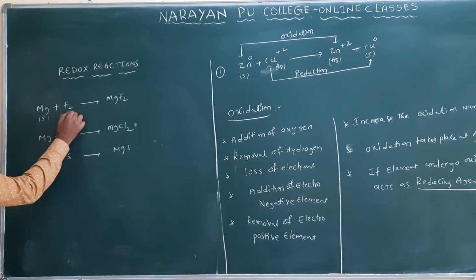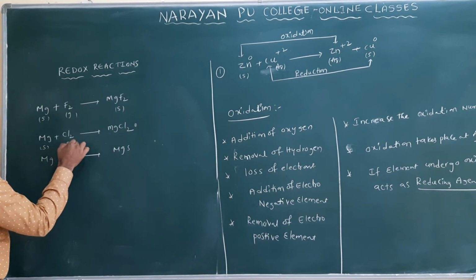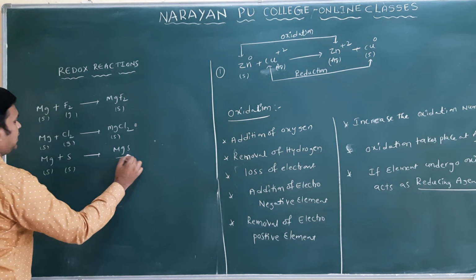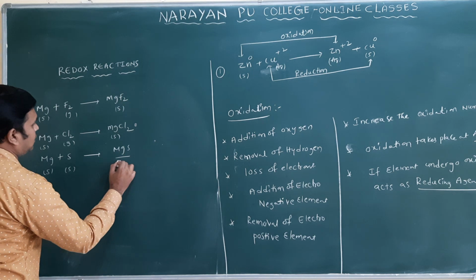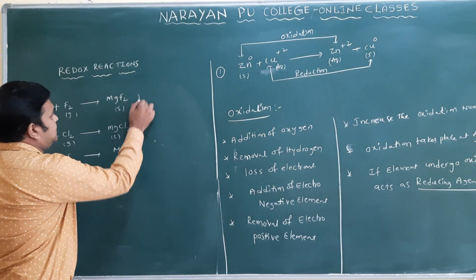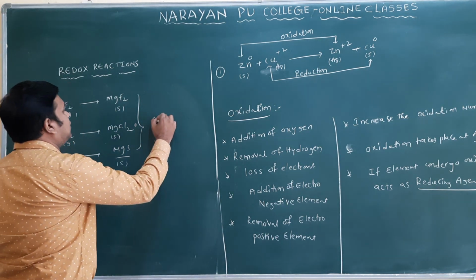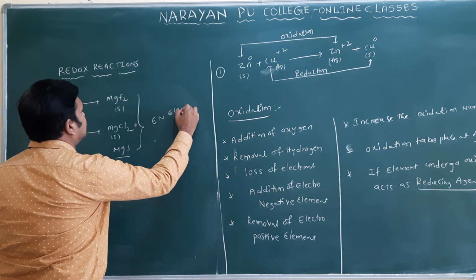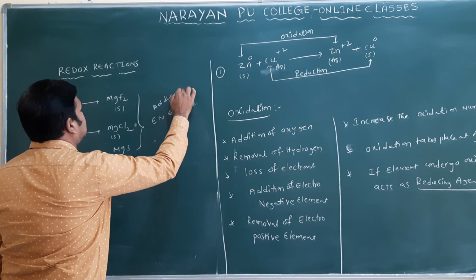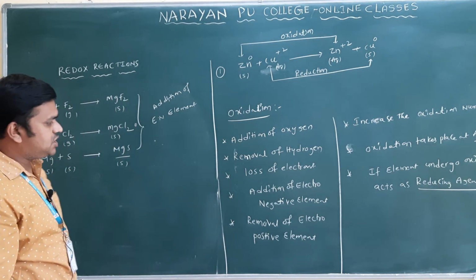So if you prepare magnesium fluoride, this is solid and this is gas and this is solid only. Magnesium sulfide also you are getting as solid only. So these three are examples for addition of an electronegative element.